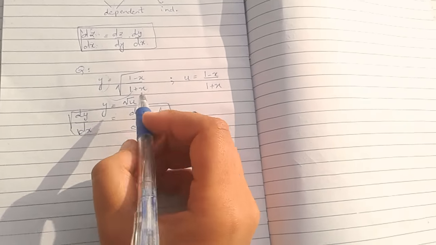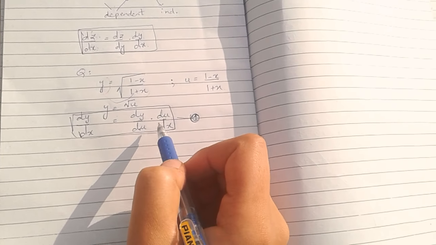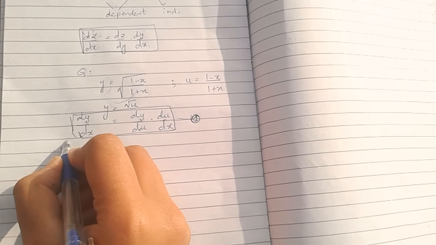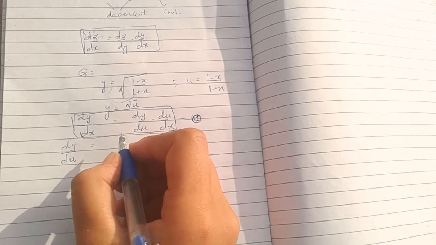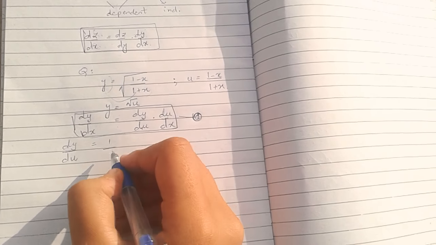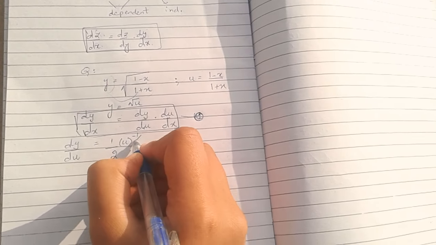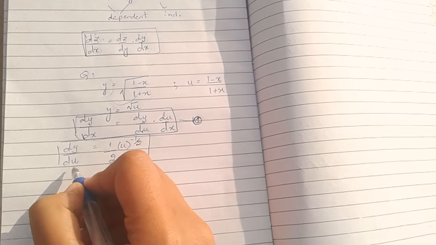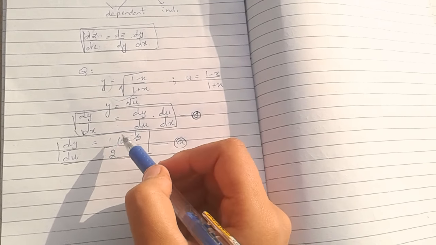Now this is simple. We just have to find the derivative of y with respect to u and the derivative of u with respect to x, and put the values in this equation. First of all, the derivative of y with respect to u. Here y is equal to square root of u, so it will be 1 by 2 u power minus 1 by 2. Here the power rule is applied, which I taught you in the previous video. Mark it as A.